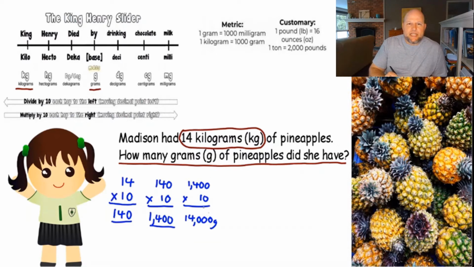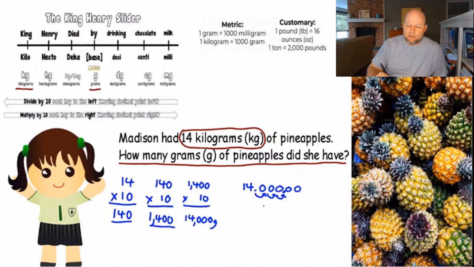Now this is kind of tedious, and there is an easier way. So let's look at this. On our King Henry slider, this portion says moving decimal point to the right. So let's move a decimal point to the right. Let's try this. We have 14, and if we added a decimal point and some zeros going this way, now let's try moving our decimal point. We're going to move it 1, 2, and 3. And this is our new place for our decimal point.